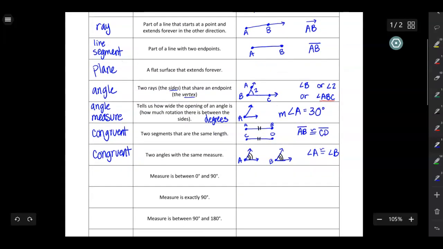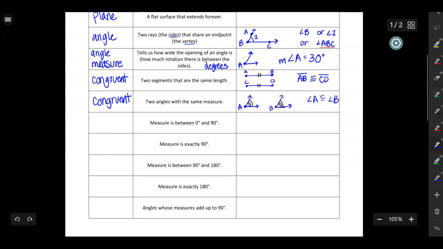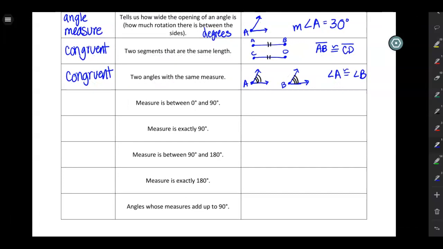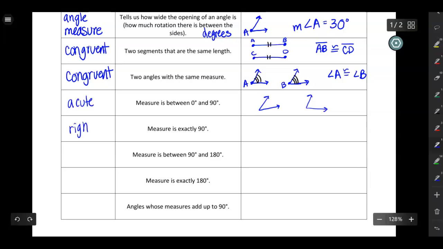So angle measures are really interesting, and we tend to ask a lot of questions about them. So we're going to start by classifying all of our angles into 4 different groups. The first group is acute angles. Acute angles are any angles that are between 0 degrees and 90 degrees. The next is what happens when you have an exactly 90-degree angle. That is called a right angle.